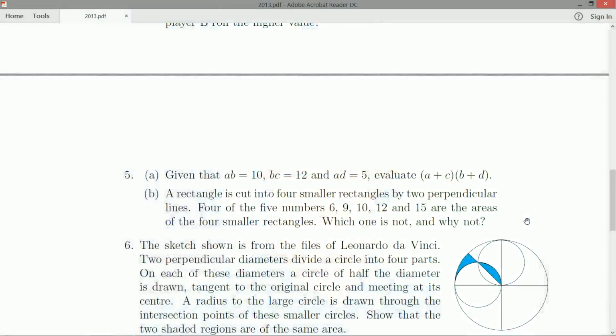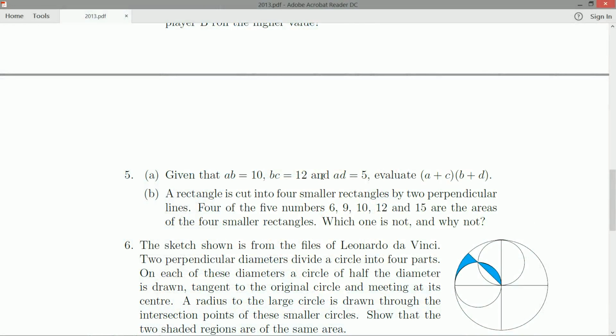We're looking at question number 5 on the 2013 Manitoba Math Contest. So hopefully you've given this one a try for yourself. I'll be taking a look at it right now. So 5 has two parts to it. Part A, given that AB is equal to 10, BC is equal to 12, and AD is equal to 5, evaluate (A plus C) times (B plus D).